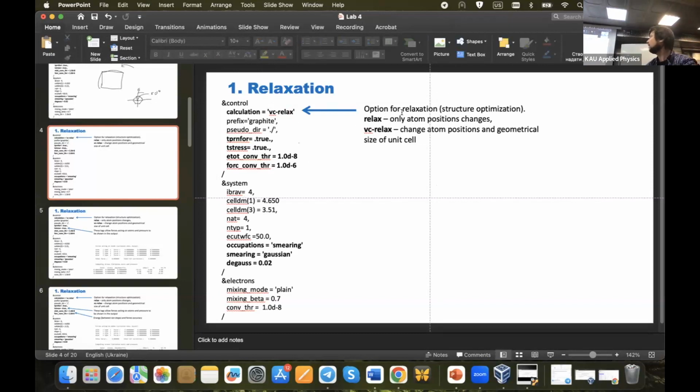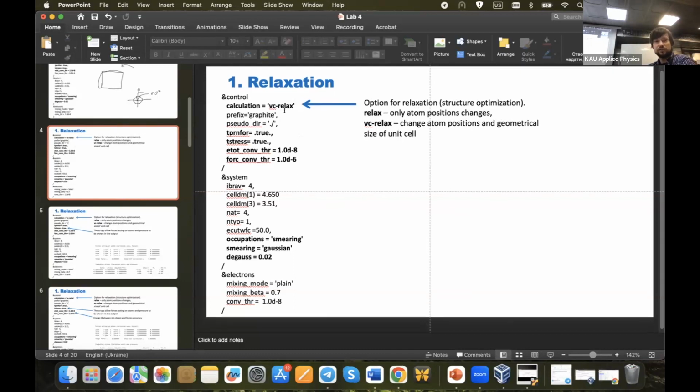Relax means that we allow atom positions to change. We can move atoms. And we see vc-relax. It means that we can change atom positions and the geometrical size of our unit cell. Then you will see from the output how it changed. It changed a lot. We have two options. For this, we see vc-relax. It means variable cell, like we can change the geometrical size, not shape. And this is full relaxation of the structure.